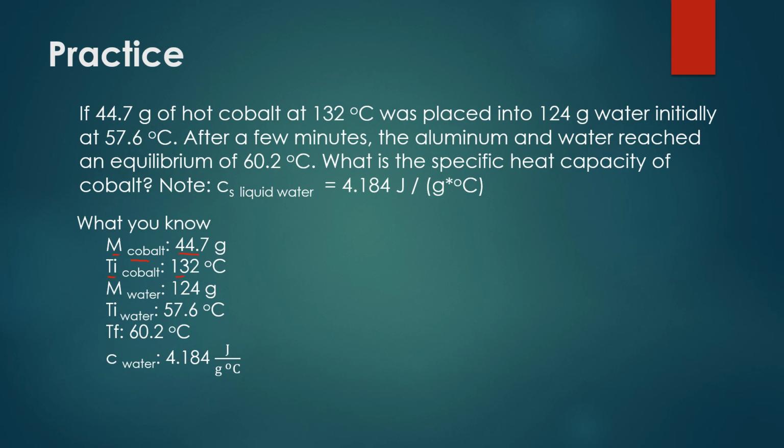Now moving to the water. The mass of the water was 124. The initial temperature of the water was 57.6. Now notice for final temperature, we don't label it as either water or cobalt because that final temperature applies to both the water and the cobalt. We also have the specific heat given to us of water. So what we're looking for then is the specific heat of the cobalt.